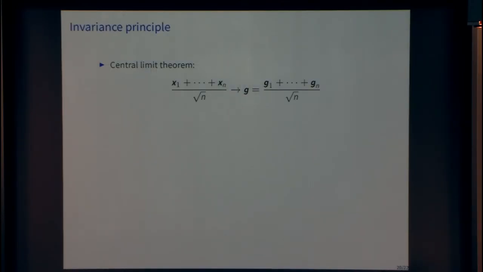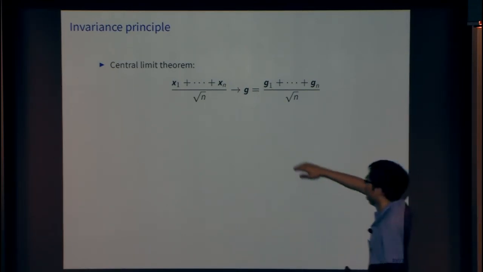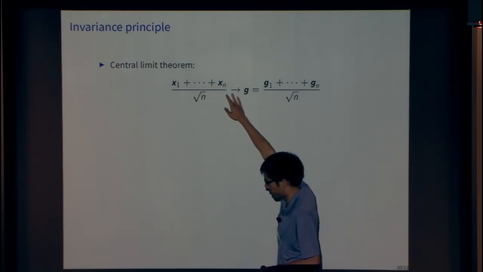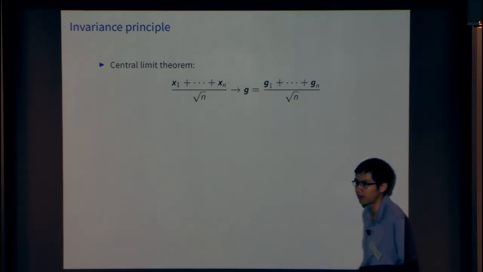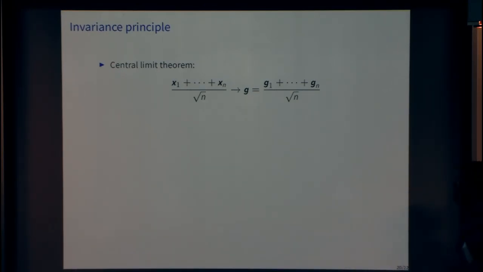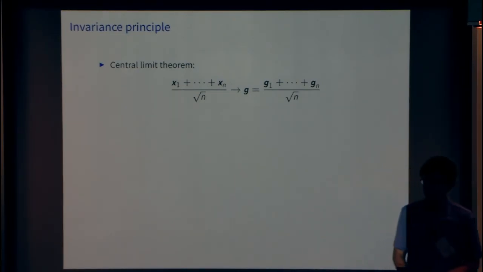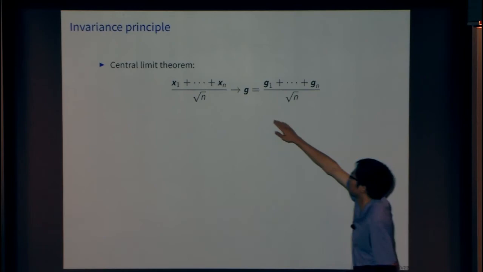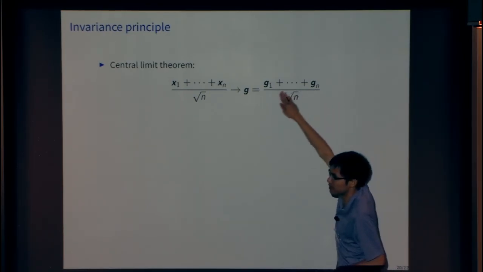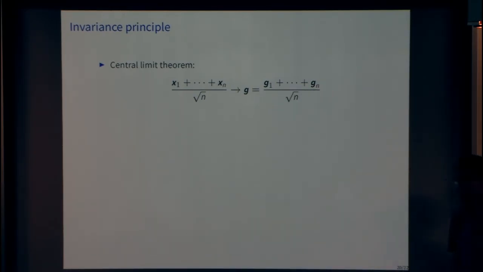And what is the invariance principle? The invariance principle is a generalization of the central limit theorem. In the central limit theorem, we have n independent plus or minus 1 random variables x1 to xn. If we take the sum of them and scale down by root n, the distribution is just a standard Gaussian G. But the standard Gaussian is also the same thing as the sum of n independent standard Gaussians scaled by the same value, 1 over root n.